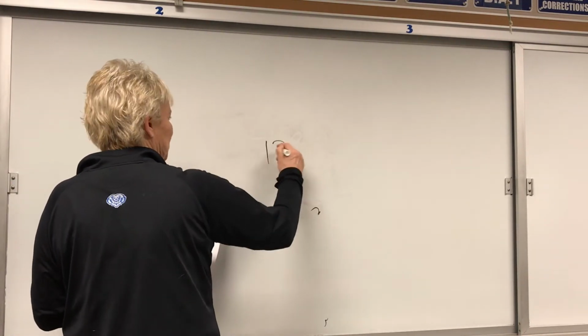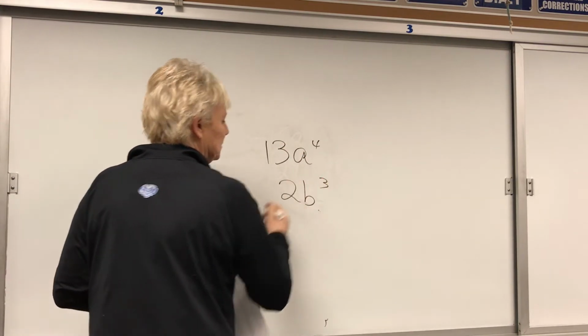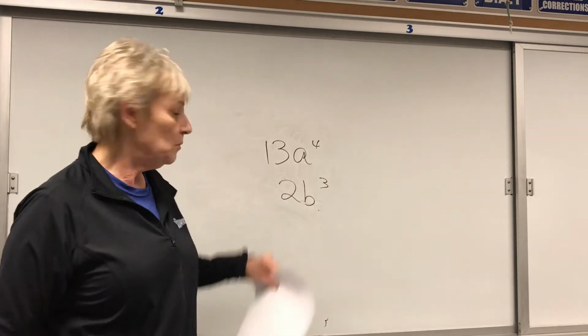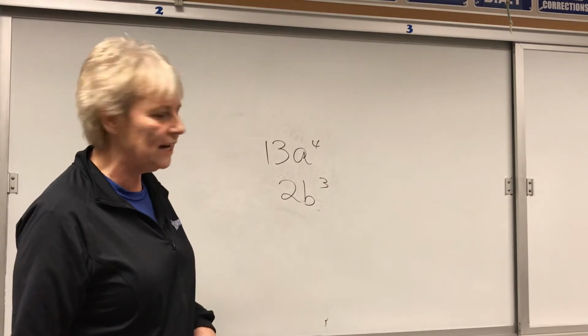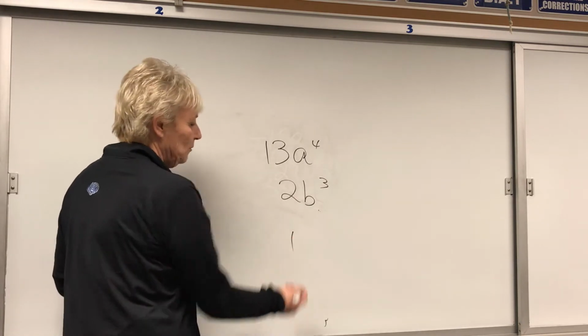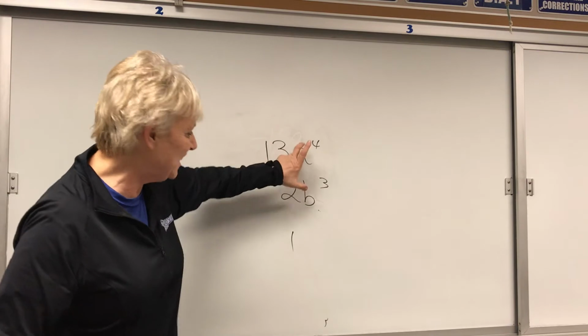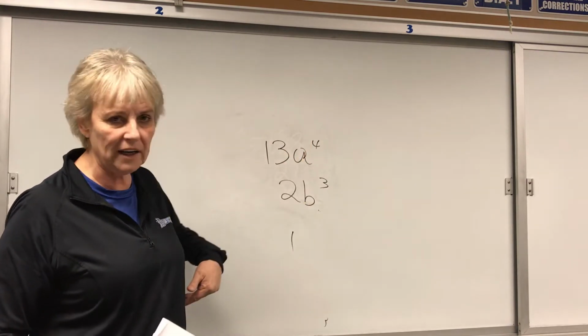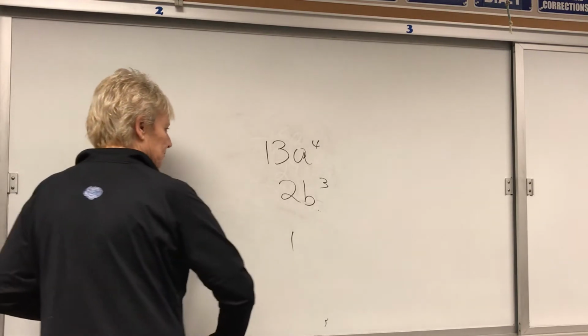Okay, the next one is 13a to the 4th and 2b cubed. Well, there's nothing in common with these two prime numbers except 1, but you're not going to write a 1. Well, you are going to write a 1 because that's the answer, because there's nothing in common here. Now, if they had some variables in common, you would dump the 1. But 1 is the only thing that goes into both of those.